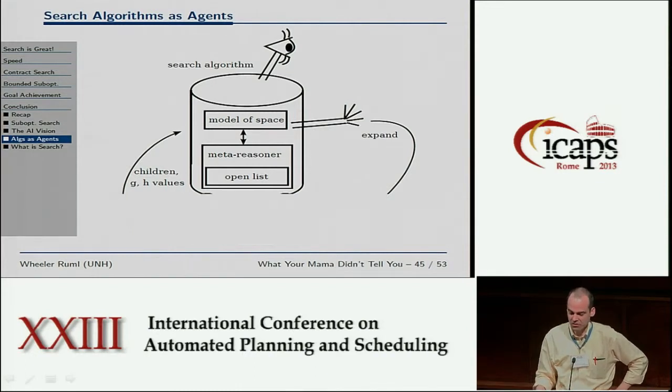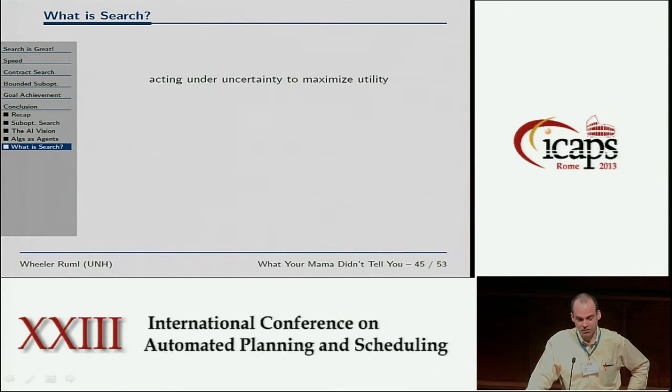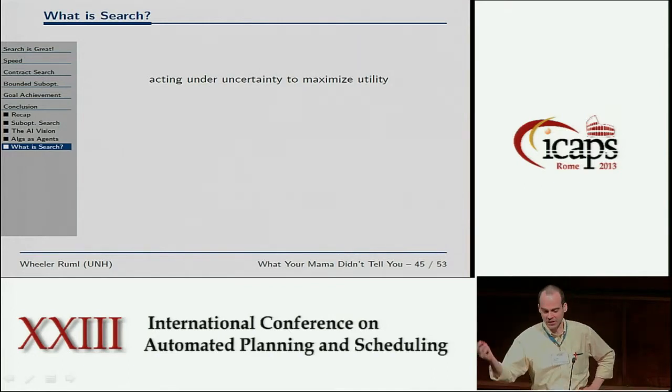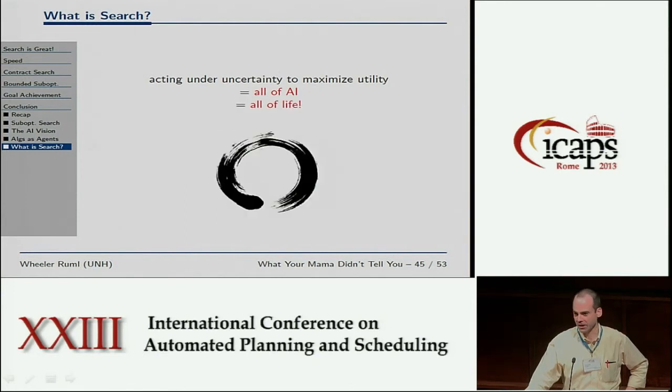Right? So if we think about what is heuristic search, I submit to you today that heuristic search is really acting under uncertainty to minimize utility. In fact, if we think about it, heuristic search is really in microcosm all of AI. In fact, heuristic search is really in microcosm all of life.